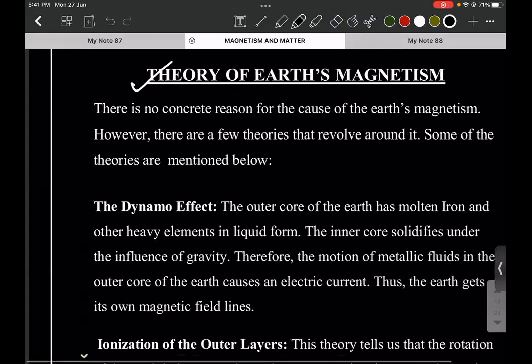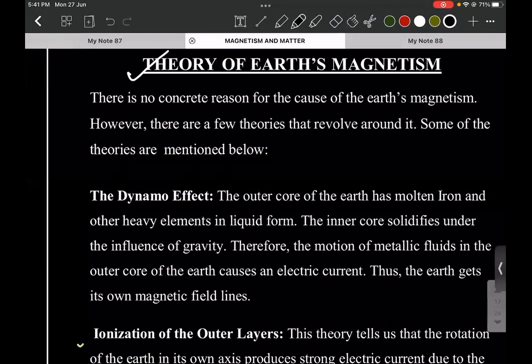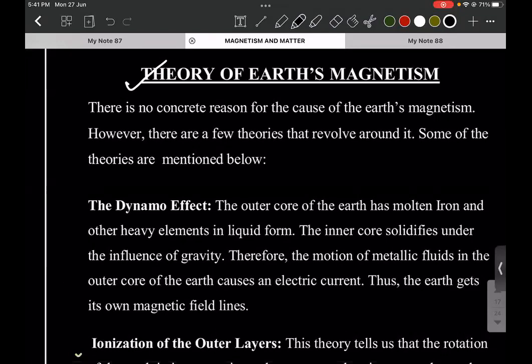But here comes the tricky part. If you ask what is the exact reason behind Earth's magnetism, nobody knows. There are only different theories that are proposed, and some theories also state that the direction of the poles of the Earth's magnet will change after a few years. That's what the theory says. Now see, the first point itself starts like this: there is no concrete reason for the cause of Earth's magnetism, but there are a few theories.